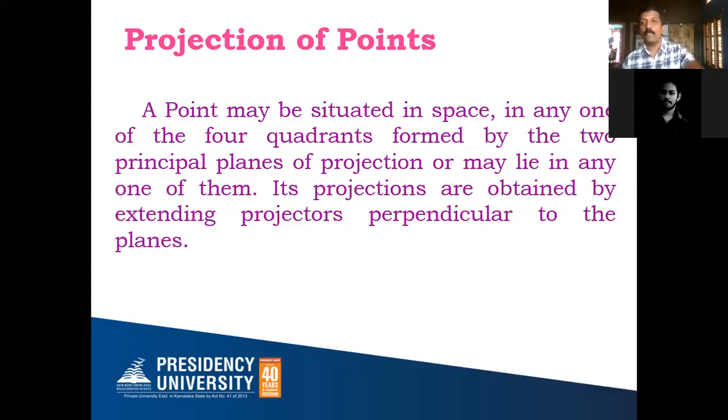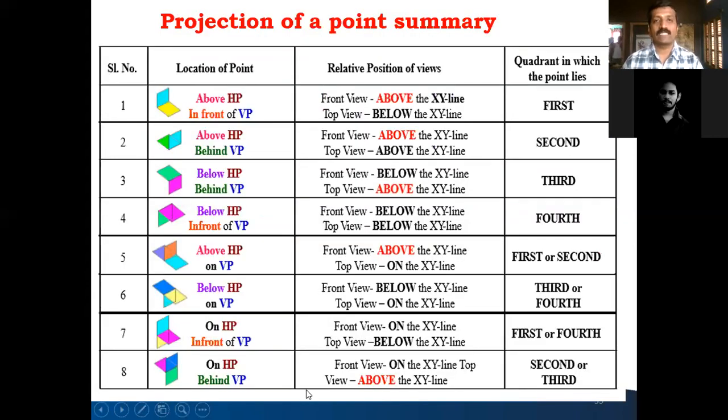So what we'll do, in all the four quadrants I'll be keeping a point some distance with respect to HP and VP, and we will try to draw the front view, top view and even a side view. Okay, so this is just a summary, or you can keep this chart with you, easy for you to draw immediately and come to a conclusion where I need to draw a front view, where I need to draw a top view, all those things. For example, serial number 1.